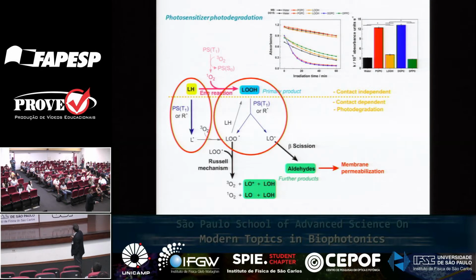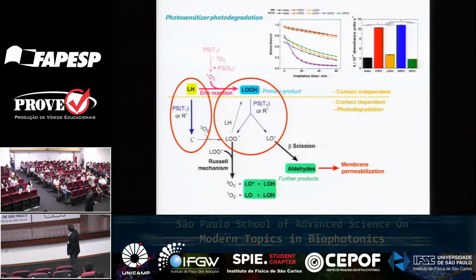So the first thing she did was to compare the reaction of the photosensitizer with the lipids themselves. And you see that here, if the lipid has no double bond, there is no reaction. If it has one double bond, if it has two double bonds, the efficiency of the reaction of the photosensitizer with the double bond increases, okay? And this shows that the photosensitizer is reacting with the double bond.